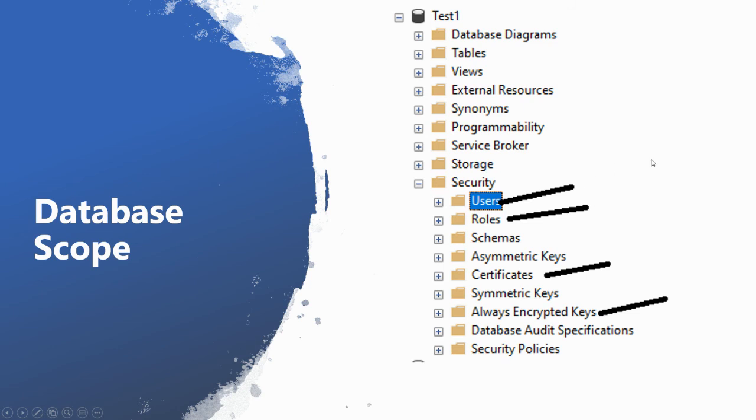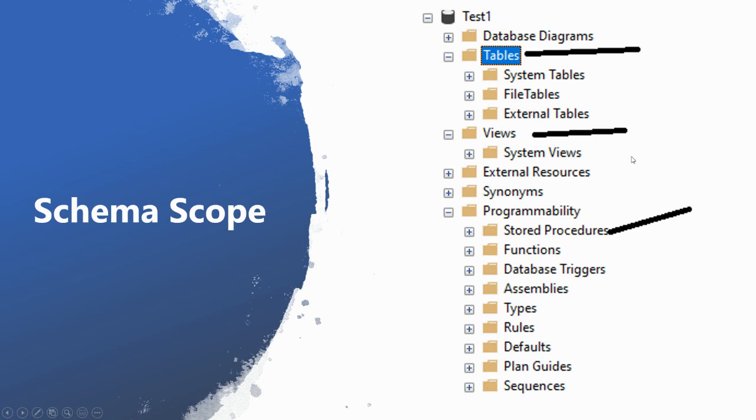The third scope is schema scope, where the objects reside inside a schema. What resides inside a schema is a table. We always have tables with a schema in front of them, like dbo dot something, trn dot something. Similarly, views are also schema scoped, as are stored procedures. So these are the three different levels of securables inside a SQL Server.